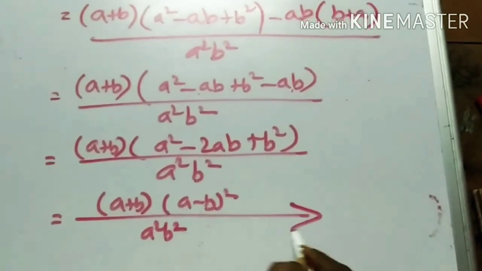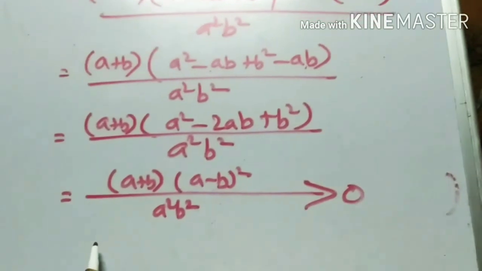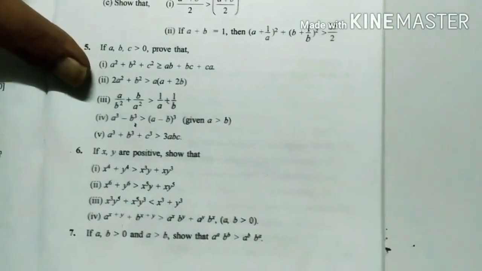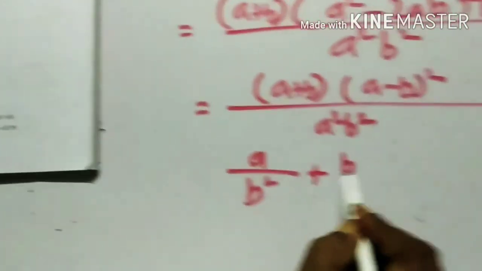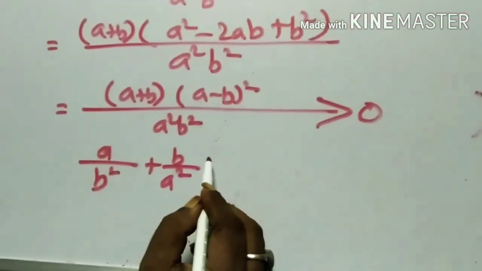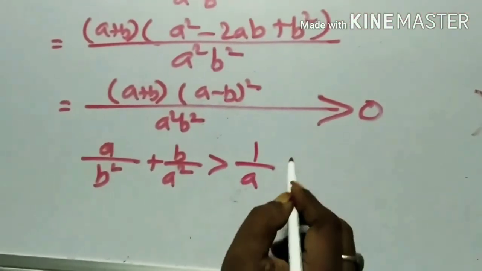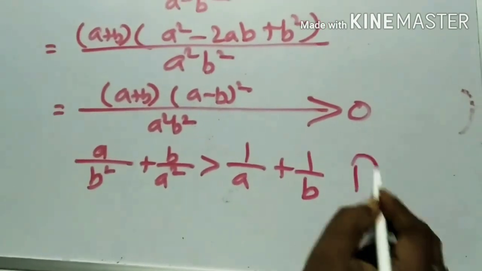So this is greater than 0. So I can conclude, what can I conclude? That a by b square plus b by a square is greater than 1 by a plus 1 by b. Proved.